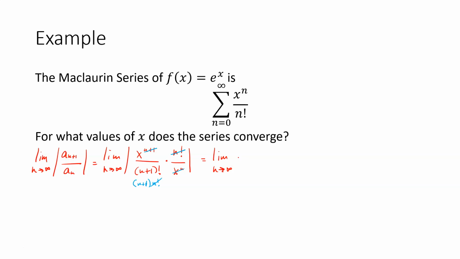So in fact now I'll just write the absolute value of x over n plus 1, which as n goes to infinity, this will always just be 0. So it's less than 1 regardless of what value of x we choose. So therefore it's convergent for all x.